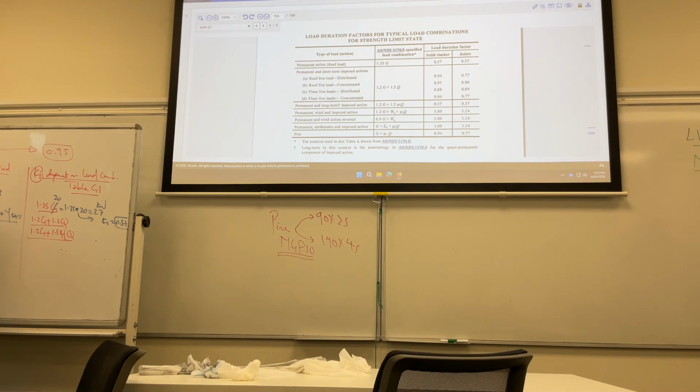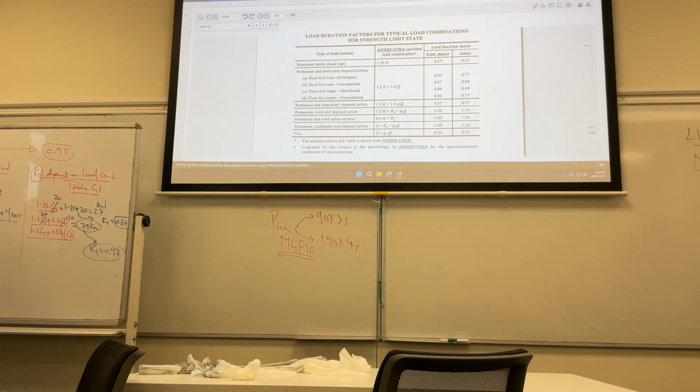For the second one, 1.2G plus 1.5Q. What is the load? Concentrated load, right? And it is from the roof. So G is 20 and Q is 10. So how much is this value? 39 kilonewton. How much is K1 for this one? 0.97. Why 0.97? Because it is roof live load and it is concentrated load.